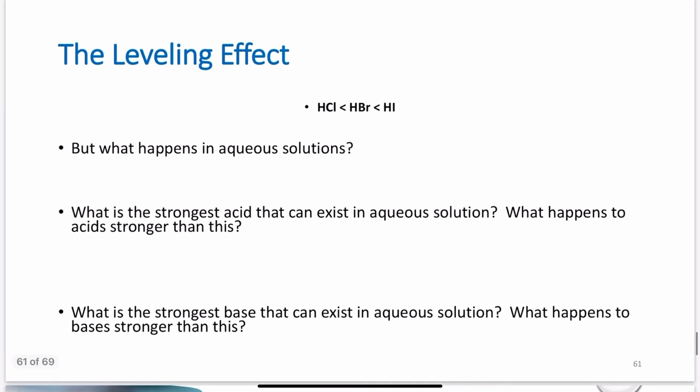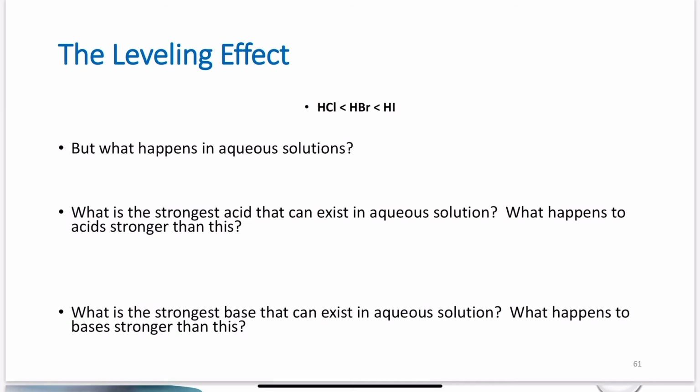Last thing we want to talk about is the leveling effect. So, HCl is actually a weaker acid than HBr, which is a weaker acid than HI. So what happens in aqueous solutions? What is the strongest acid that can exist in aqueous solution, and what happens to acids stronger than this? What is the strongest base that can exist in aqueous solution? What happens with bases that are stronger than this?